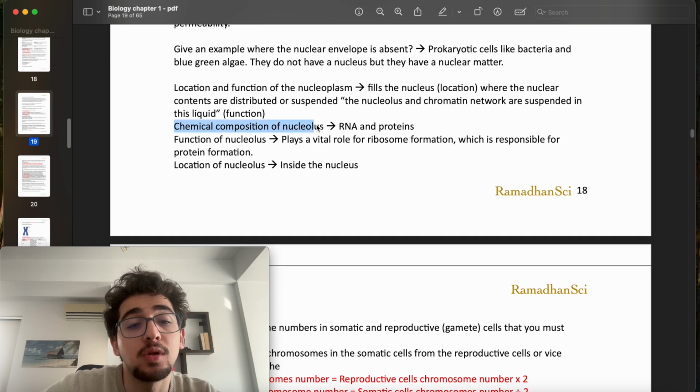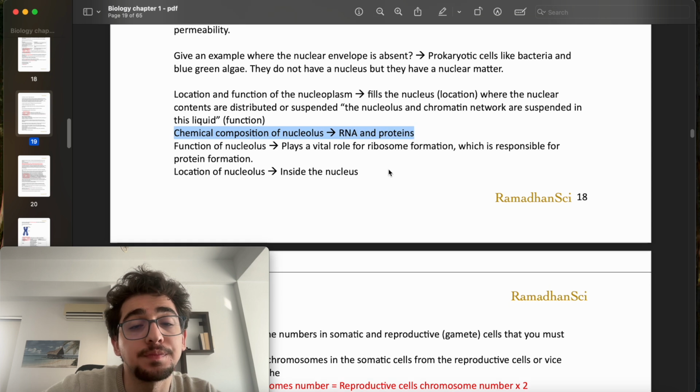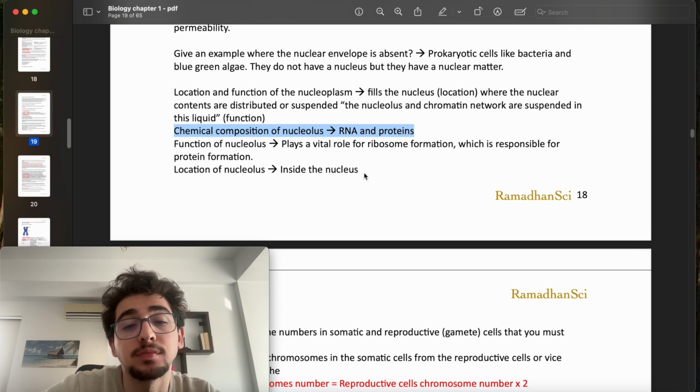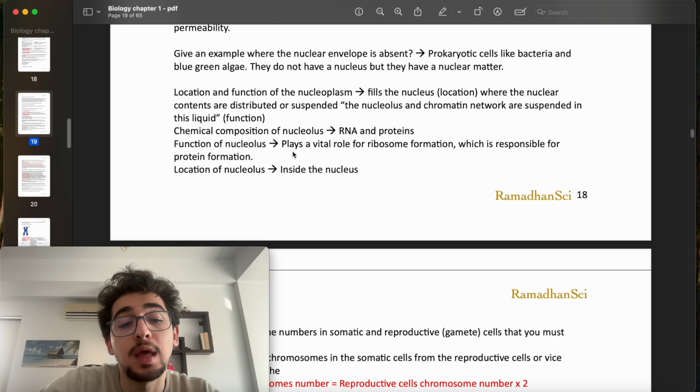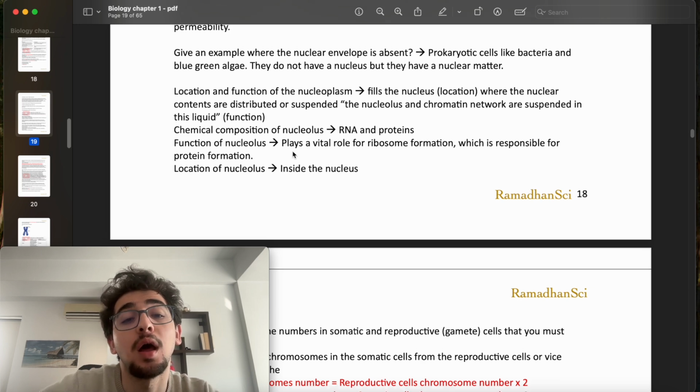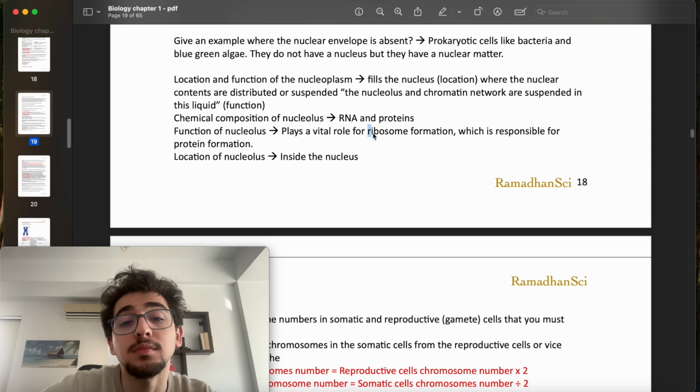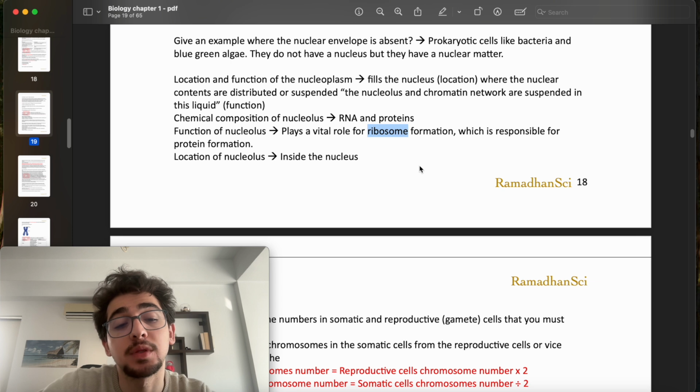If they ask you about the chemical composition of the nucleolus, it's RNA and proteins. If they ask you about the function of the nucleolus, it plays a vital role for ribosome formation, which is responsible for protein formation. If they ask you about the location of the ribosomes, you want to write down that it is found throughout the cytoplasm in both prokaryotic and eukaryotic cells, usually at the surface of the rough endoplasmic reticulum.